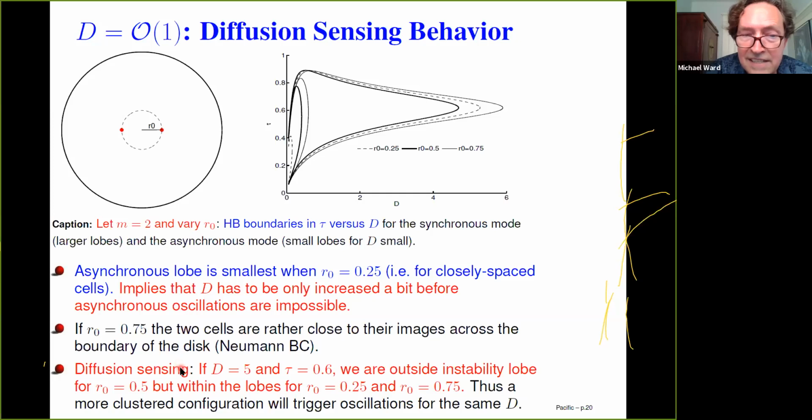But diffusion sensing, what is diffusion sensing behavior? Imagine D is 5 and tau is 0.6. I'm right in here. Okay, so I'm outside the instability lobe for R0 equals 0.5, but within the lobes for R0 equals 0.25 and 0.75. So a more clustered configuration will trigger oscillations. Why is R0 0.75 clustered? Because it has its friend on the other side of the boundary. Okay, so there's spatial cues coming in.